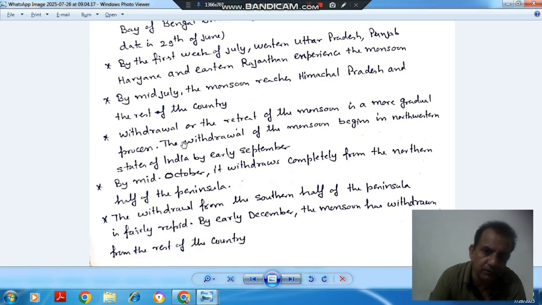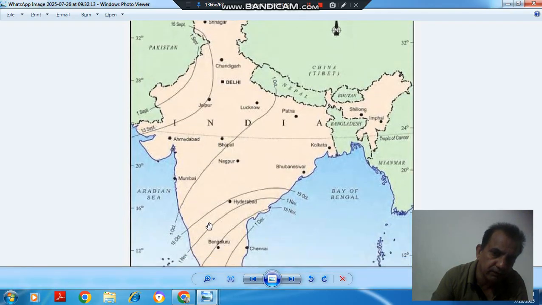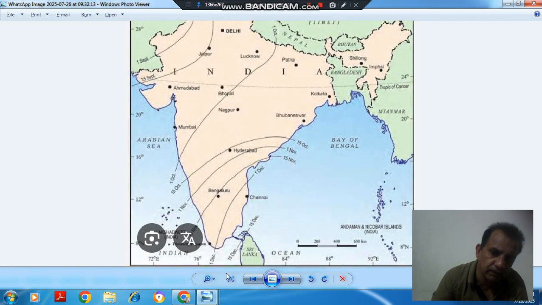Next is withdrawal of monsoon. So withdrawal or retreat of monsoon is a more gradual process as compared to arrival. The withdrawal of monsoon begins in the northwestern states of India by early September. So this is your 1st September scenario, and this is the withdrawal of monsoon. Here 1st September, 15th September, and then 1st October, 15th October, 1st November. So this is the withdrawal of monsoon.